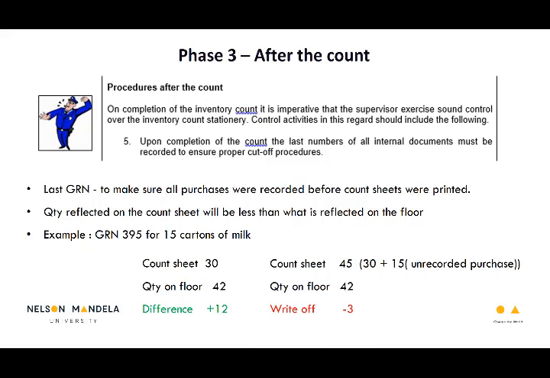And therefore, it is very important to obtain those cut-off numbers. So it's the last invoice, which represents the last sale that was made, and the last goods received note number, which represents the last purchase that was made. And we make sure that all of our invoices and all of our goods received notes have been recorded, so that when we calculate our adjustment or our inventory write-off, we use the correct figures in the calculation.